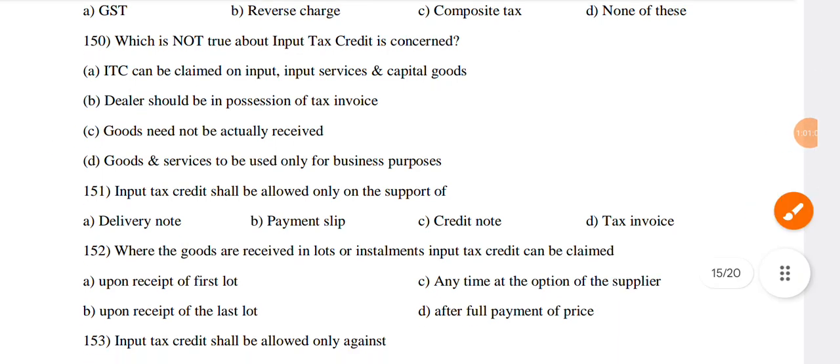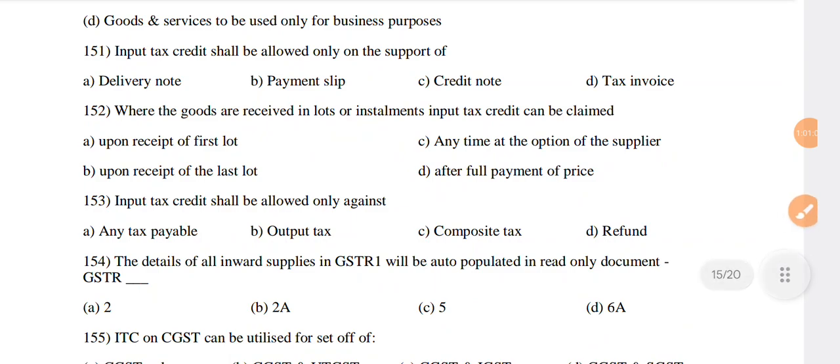Next question. Input tax credit shall be allowed only on the support of option A delivery note, B payment slip, C credit note, and D tax invoice. The correct option is D.